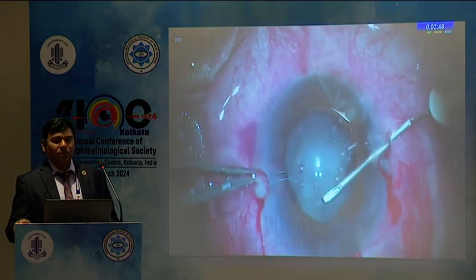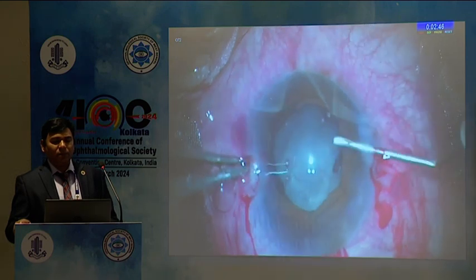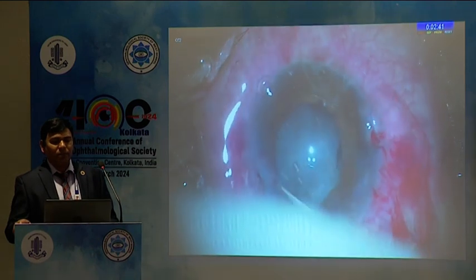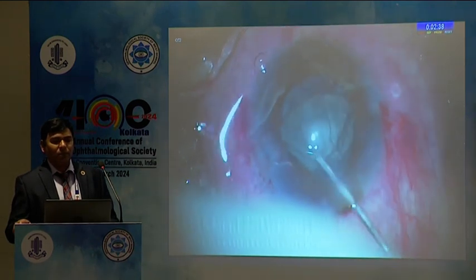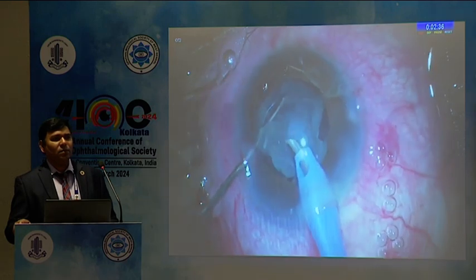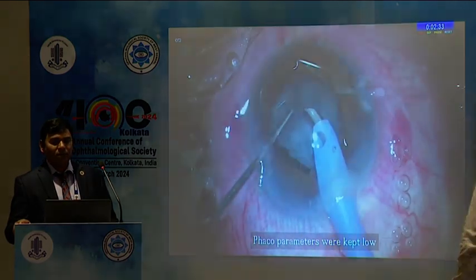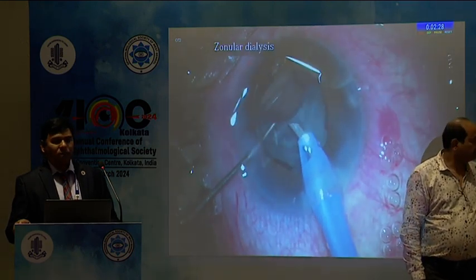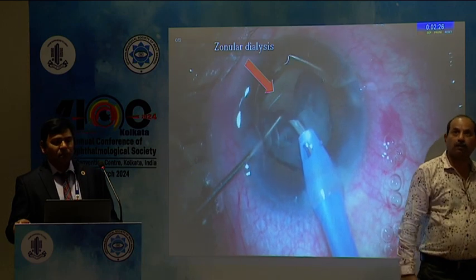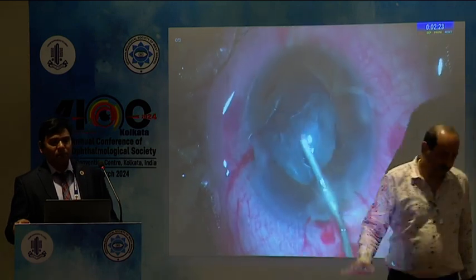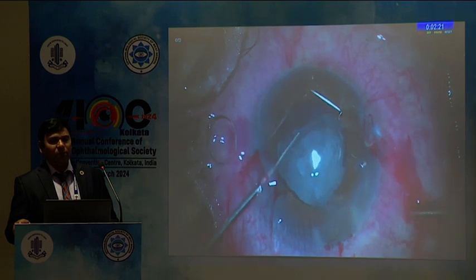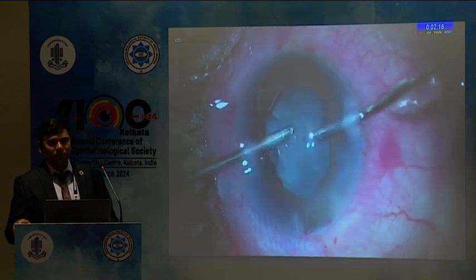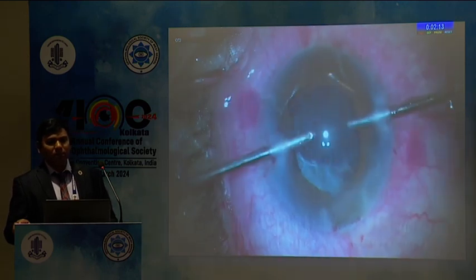After that, a cystitome was used to give a nick in the anterior capsule, and then the rhexis was completed with capsulorhexis forceps. The lens was very soft, so we kept the phaco parameters very low and then tried to aspirate the lens. As I was aspirating the lens matter, there was an inadvertent zonular dialysis. After inserting the CTR, aspirating the lens matter was very easy.